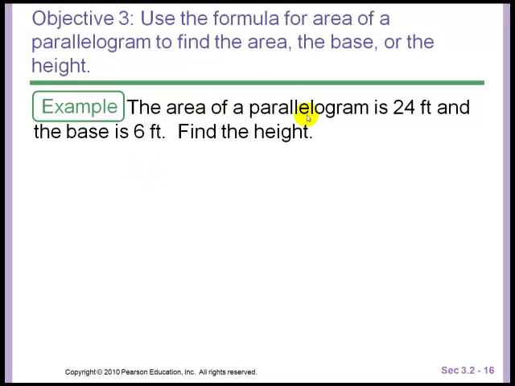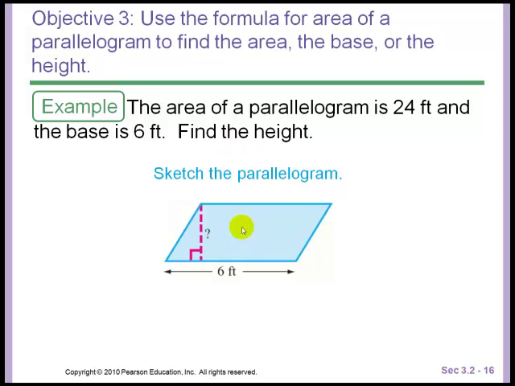Example. The area of a parallelogram is 24 feet and the base is 6 feet. Find the height. First, sketch your parallelogram. We're told the base is 6 feet. We are not told the height, hence the question mark. And we also know the area.